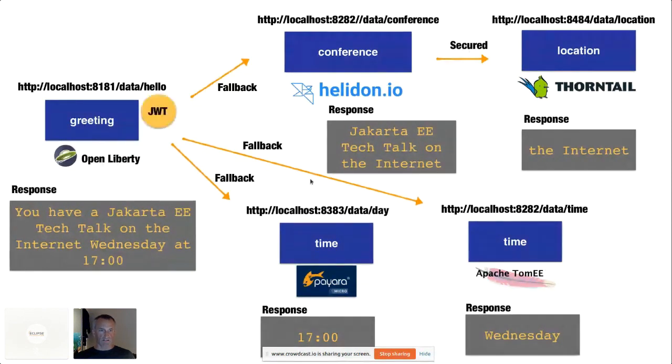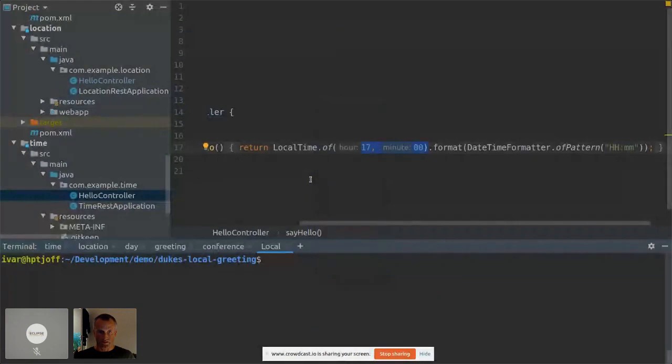And what I want to do is to have a JSON Web Token on the greeting request, which is going to propagate it to the conference, but it's not going to be used there because I'm fine with just showing which conference I'm at, and it's going to be sent to the location service, where it's going to be evaluated and see if I have access to giving out the location, and then return the proper response. So it's only going to be used in the Thorntail application, but it's going to propagate through it. This is the JSON Web Token propagation.